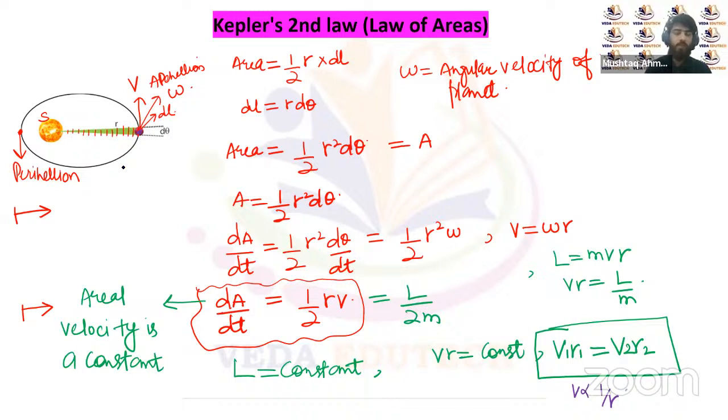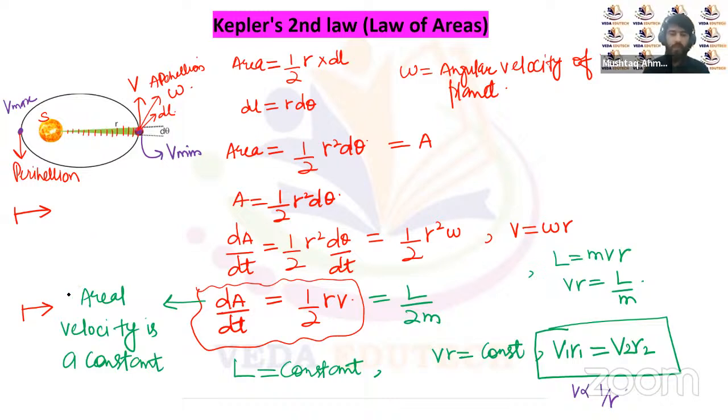The speed there will be the maximum, right? So we can say at perihelion, the speed will be maximum. It will be moving with the maximum speed. And here at aphelion, it will be moving with the minimum speed, V minimum. So at this point the speed will be minimum, and at perihelion the speed will be maximum. So V is inversely proportional to R.